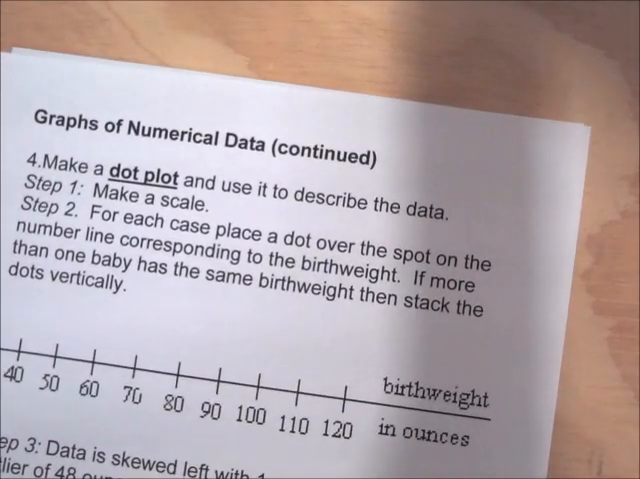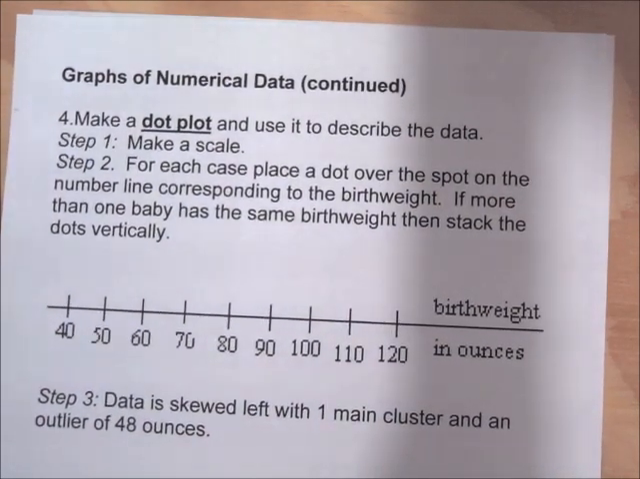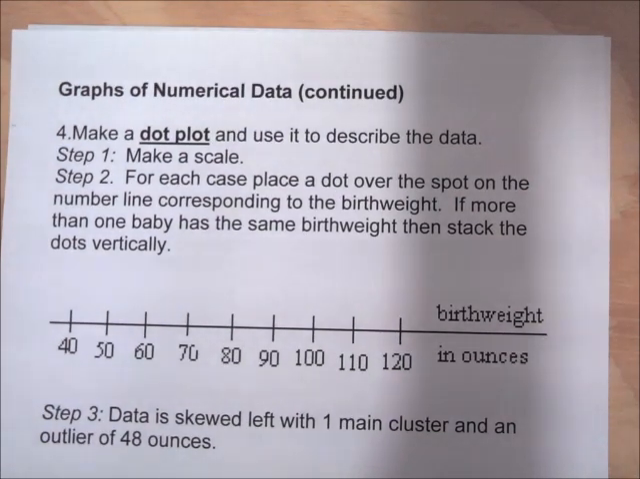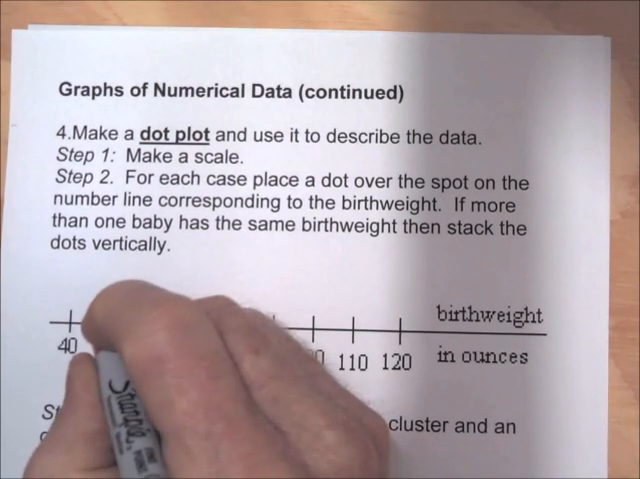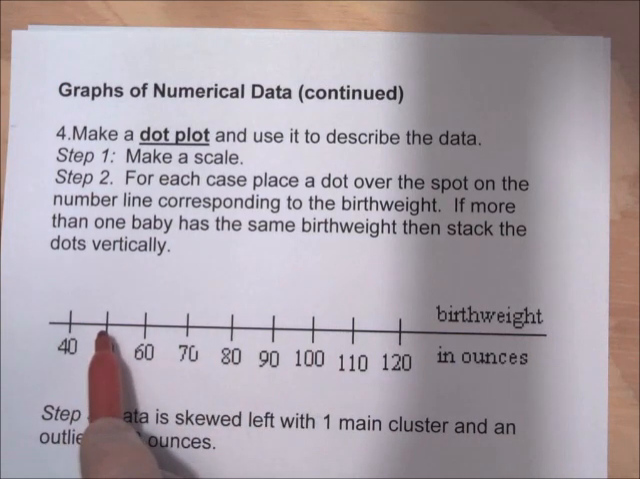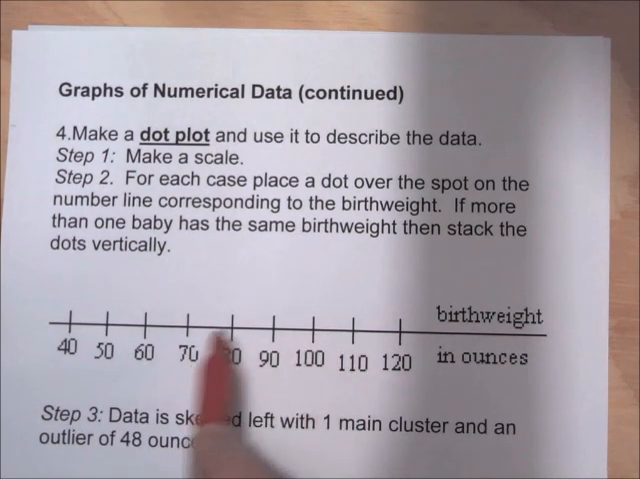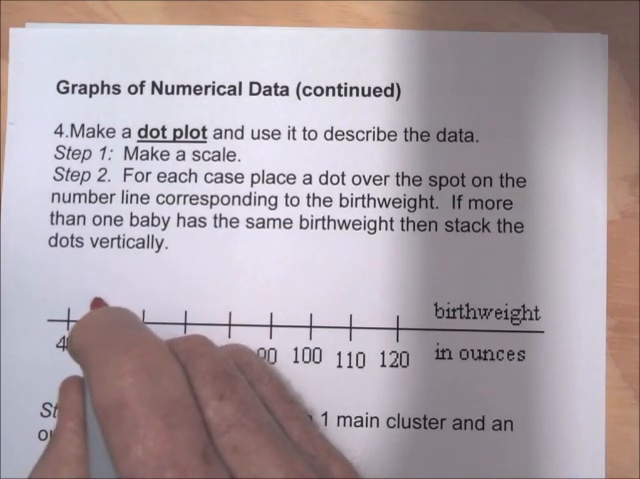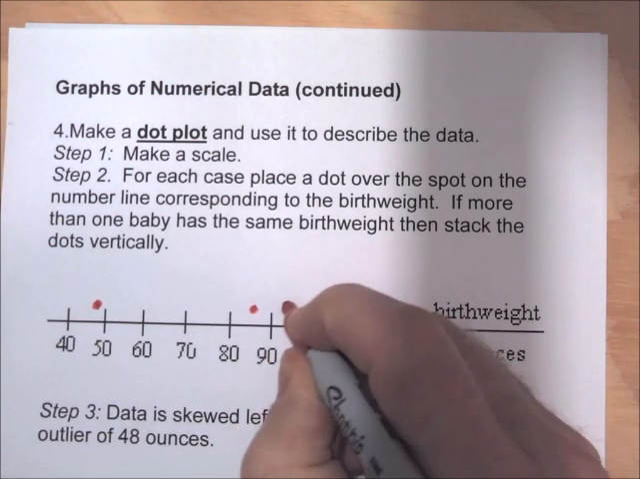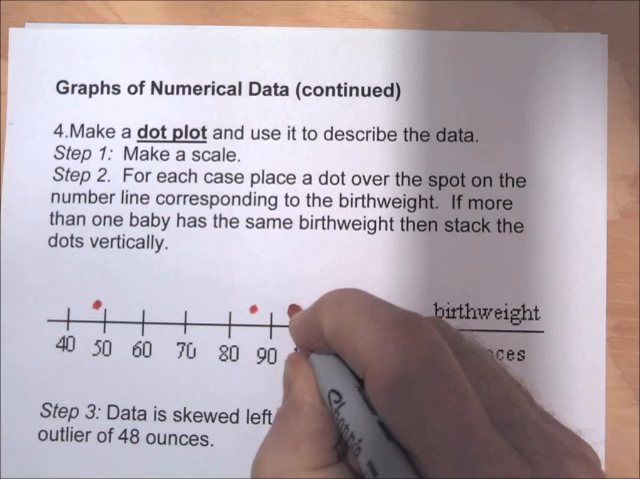Okay. Another type of graph is a dot plot. For a dot plot, you make a dot for each value of the variable. In this case, it's each birth weight. So we have a 48-ounce baby. I only labeled these by tens here, so we have to kind of estimate where 48 is. It's between 40 and 50, closer to 50, but that would be the 48-ounce baby. No babies in the 50s, 60s, 70s. We had an 85-ounce baby, a 96 and 98-ounce baby.